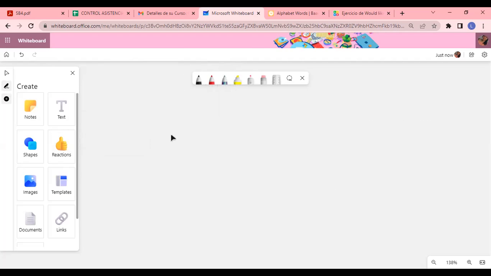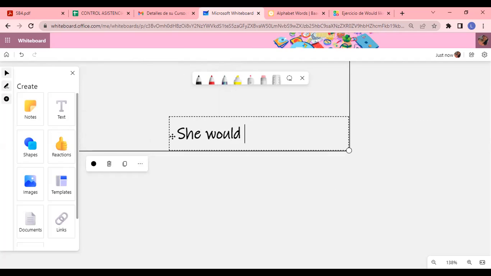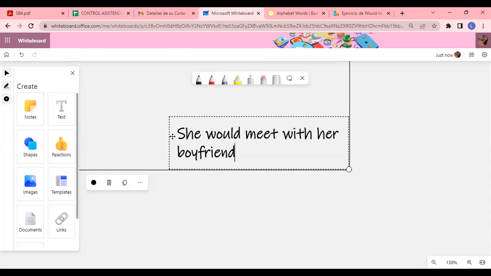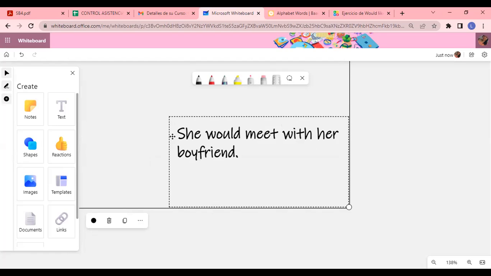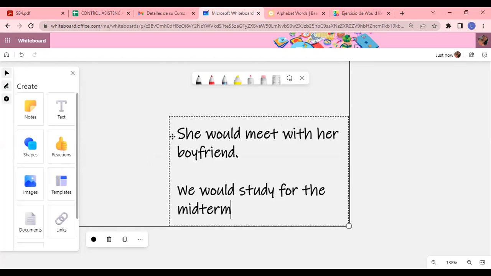Okay, what else? She would, a verb. Can you give me one verb, please? Look. Okay, she would look what? Her boyfriend. Ah, she would look her boyfriend. Maybe meet with her boyfriend, right? Se va a reunir con su novio, I think. She would meet her boyfriend, maybe, it could be. We would study for the midterm, right? You would do it, right?